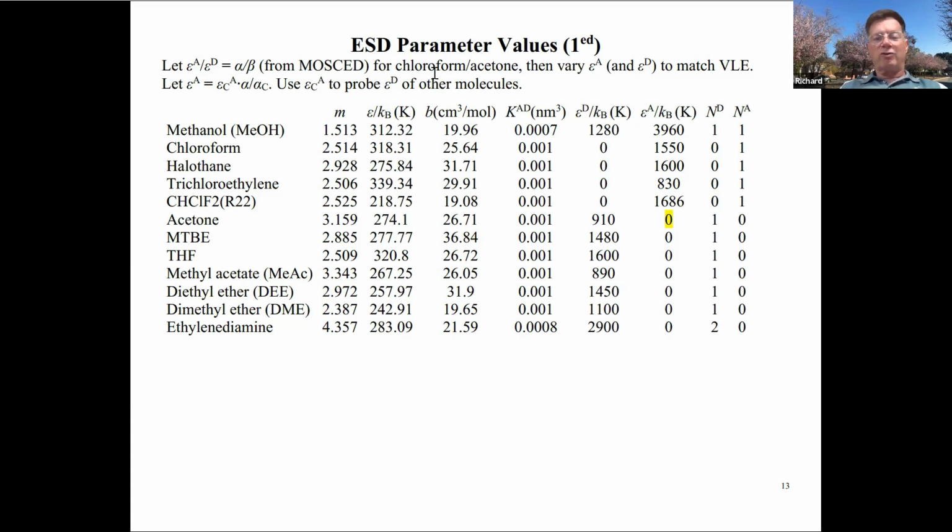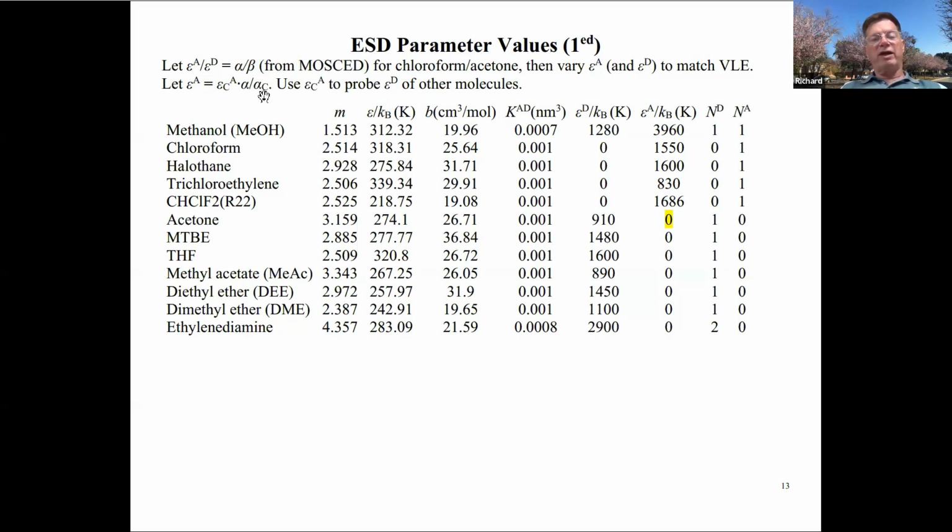Let's start with acetone and chloroform. Again, this is an arbitrary choice, but acetone and chloroform are pretty famous. We recognize those when we talk about this problem, and it turns out a lot of experimental measurements have been made with acetone and chloroform too. So to get started, we're going to take the ratio of alpha over beta from this Muscat theory, another arbitrary choice. But once we make that choice, we only have one parameter that we need to vary. We guess epsilon A, then we get epsilon D from the ratio, and we just start with 0 and make it bigger and bigger until we match the VLE curve.